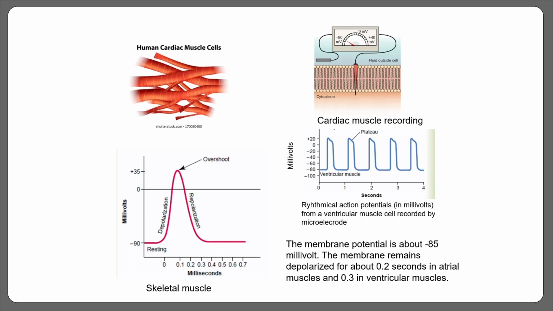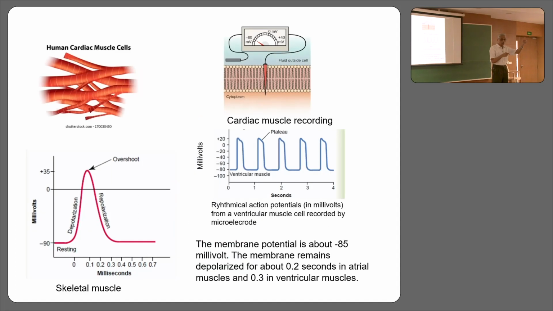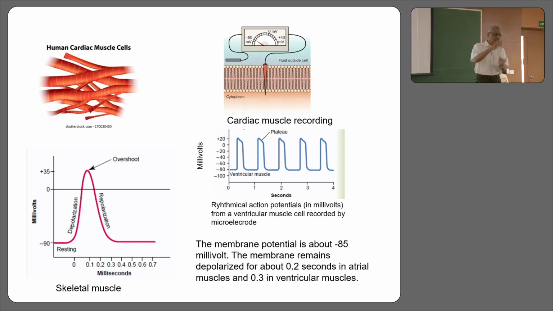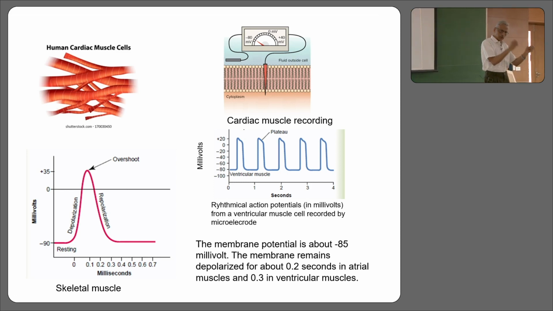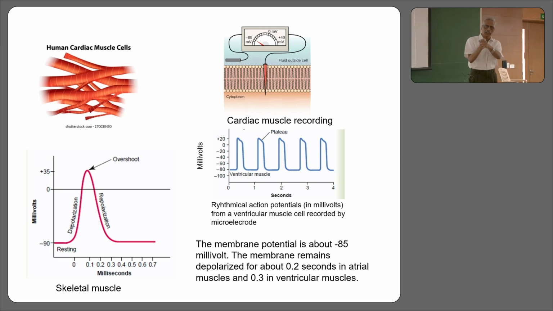If you introduce an electrode inside, you find that the inside voltage is about how much? Minus, as compared to outside, which is how much? Zero. Now, supposing I inject chloride ions directly into the cell, somehow, then that minus 85 will become 84, 83, 82, 80, 79. It is going towards 0.